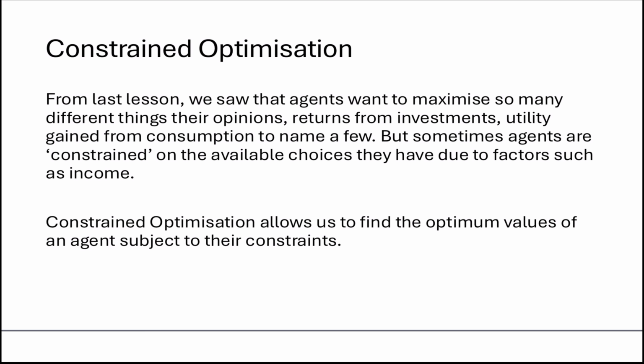If we look at what constraint optimization is, from last lesson we saw that agents want to maximize many different things: their opinions, returns from investments, utility gain from consumption, to name a few. But sometimes agents are constrained on the available choices they have due to other factors, such as income. For example, their utility gain from consuming two or more goods is constrained by their income or budget. So constraint optimization allows us to find the optimum values of an agent subject to their constraints.